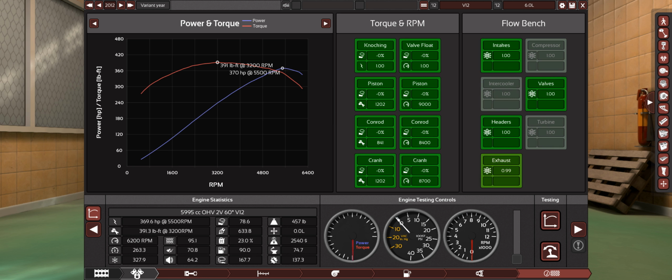And finally, the V12 engine. Just taking a look at here, I'm actually seeing the torque curve is right around the same as the V8 engine, but almost steeper at the low range.